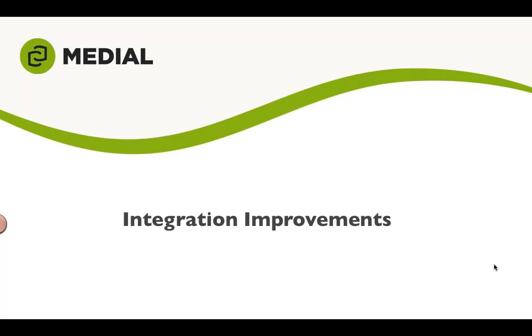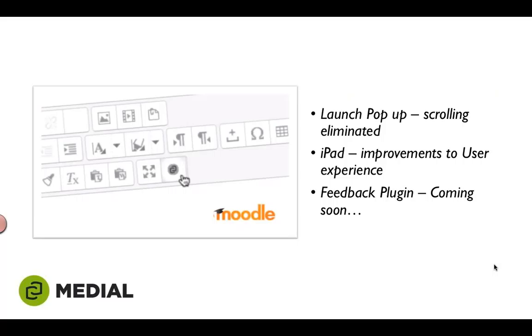And then improvements specifically with our LMS integrations with Blackboard and Moodle. With Moodle, we had a lot of issues with our launch pop-up having quite a lot of scrolling within it, which made the experience on devices like the iPad not particularly good, because it's quite hard, if not impossible, to scroll within a window on these touch devices. So what we've done is condense everything down so that there isn't any scrolling now. It's a much cleaner experience on all the different devices. Everything that the user needs to do is there on the screen when they click to launch the pop-up in Moodle. We've also got a feedback plugin coming soon, so that a teacher in Moodle could give feedback within the gradebook within Moodle.